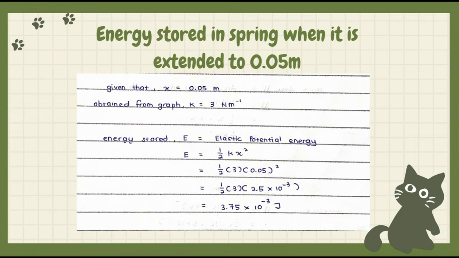Just like before, substitute both x and k value into the equation. Therefore, the energy stored when the spring is extended to 0.05 meter is 3.75 times 10 to the power of negative 3 joule.